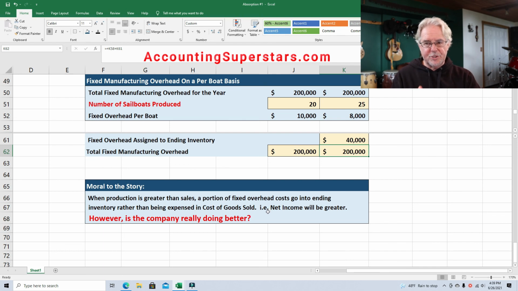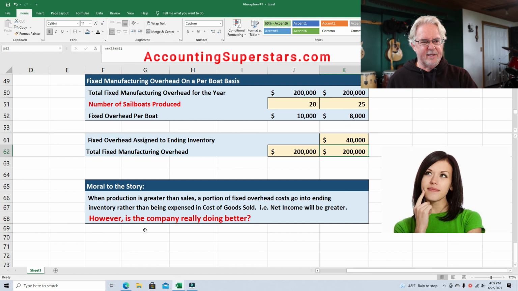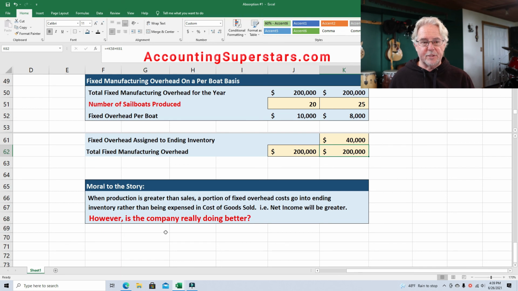But here's my question to you guys, and I hope you know the answer. Is the company really doing better? Net income's better, but is the company really doing better? Or do we have an accounting distortion to where we're not being told the truth? Could it be just that our accounting system is just not perfect, you know. Imagine that, not perfect.